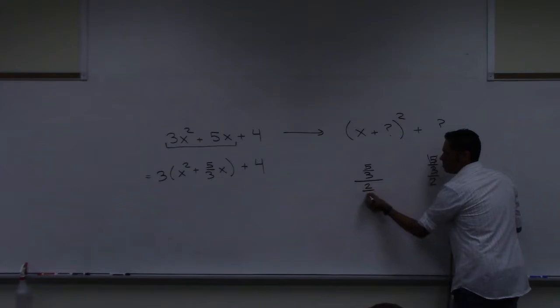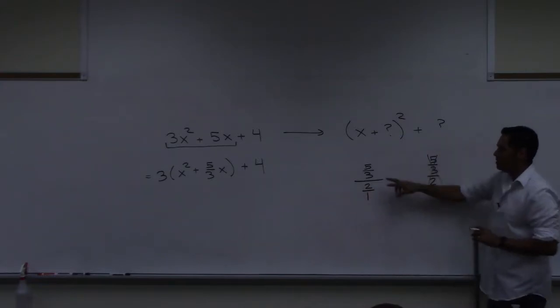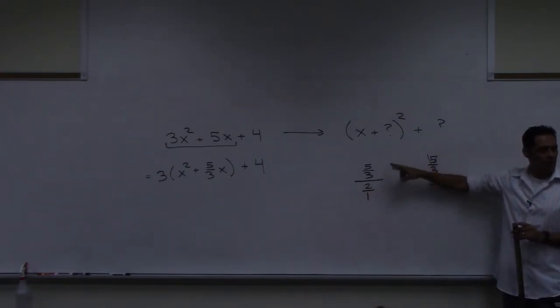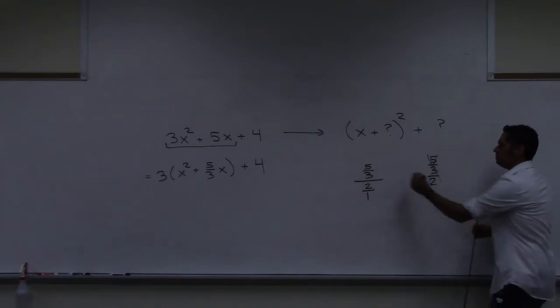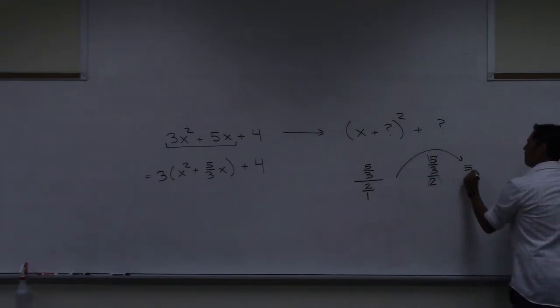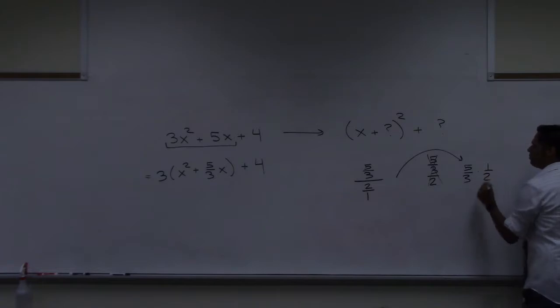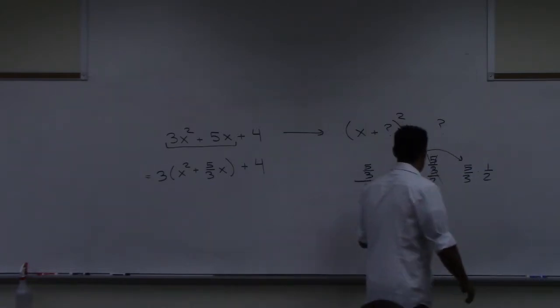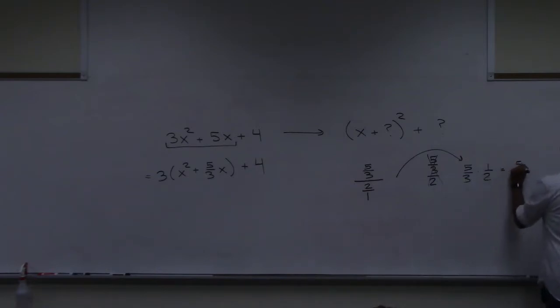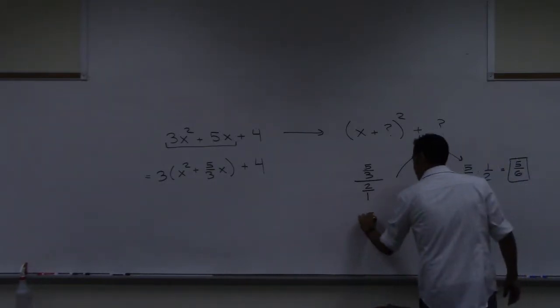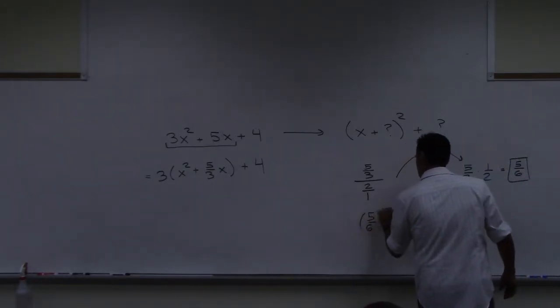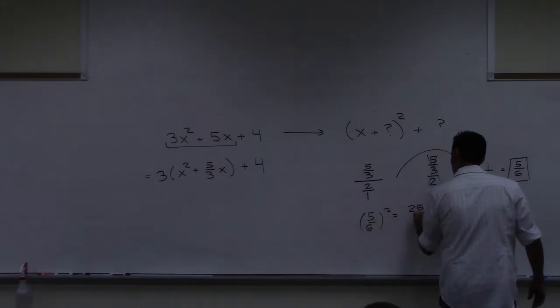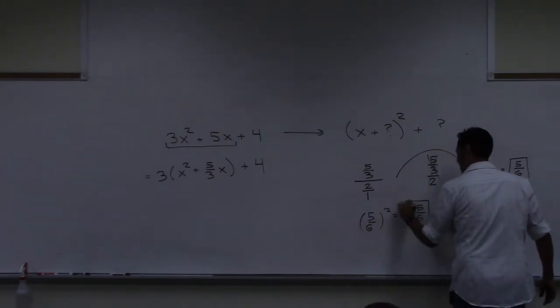I'm going to write 2 as 2 over 1, and then division is multiplication of the reciprocal. So this really becomes 5/3 times 1/2, which is really 5/6. So this is 5/6. That's that first kind of magic number that I'm going to need. And then square that. So I'm going to take 5/6 and I'm going to have 25/36.